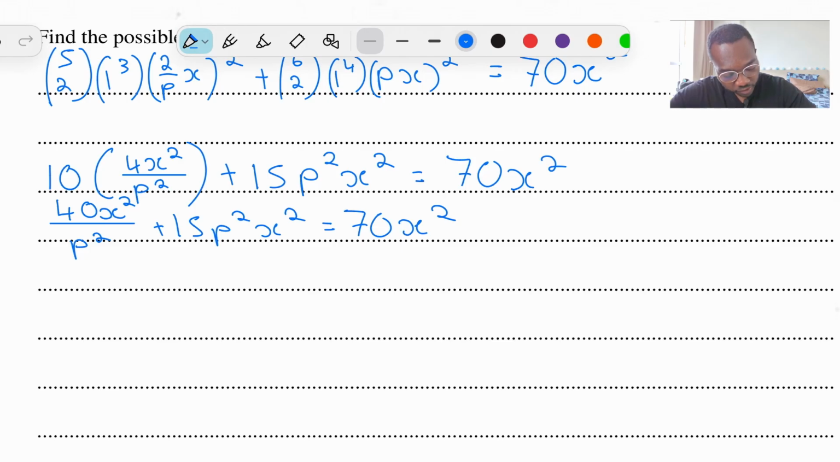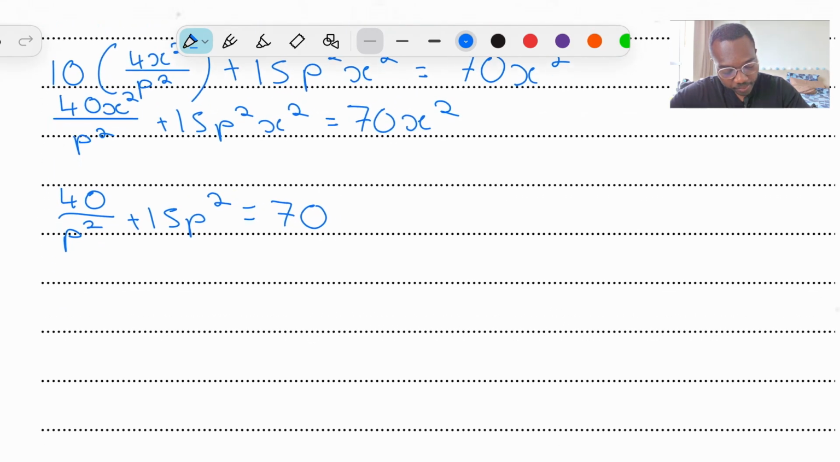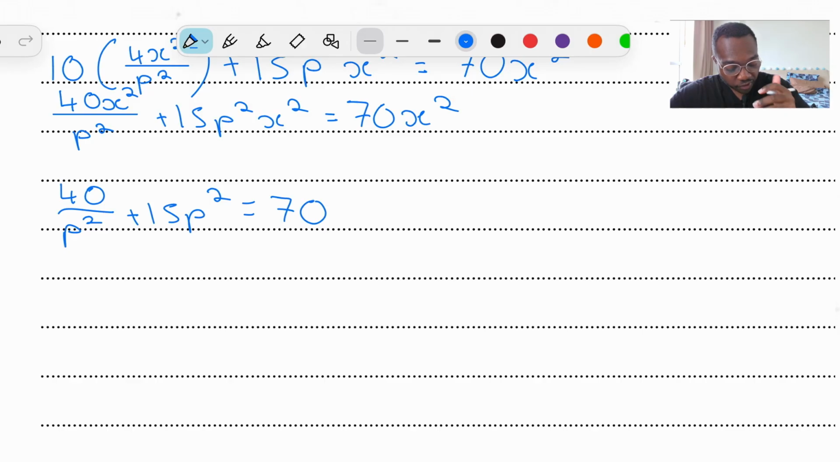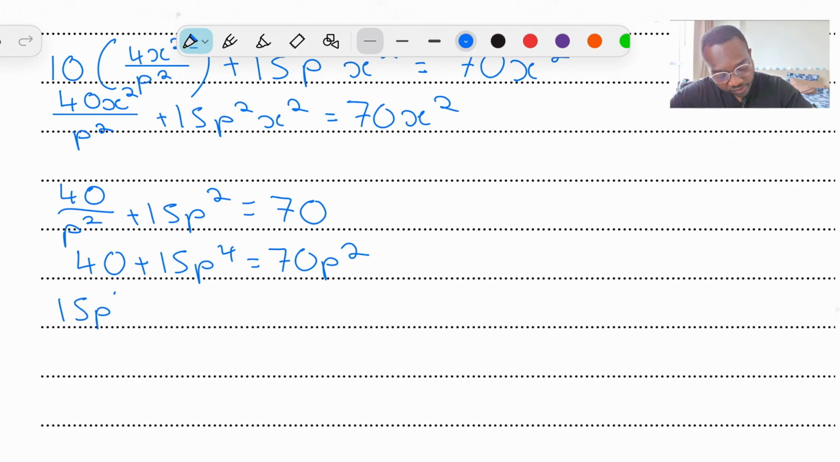So therefore, we are left with 40 over p squared minus 15p squared is equal to 70. And to get rid of the fraction, if we multiply everything by p squared, we end up with 40 plus 15p to the power of 4 is equal to 70p squared, and then we are getting what looks like a quadratic equation. So if we bring everything to the left side, we have 15p to the 4 minus 70p squared plus 40 is equal to 0.